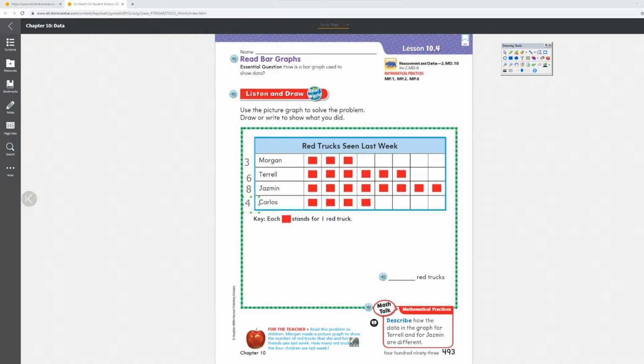So how many red trucks did all 4 children see last week? That means that we are going to have to count all 4 of these children's totals together. And if we add them up, what number should we get? We should have a total of 21 red trucks. That means that all 4 of them together saw 21 red trucks in the last week.